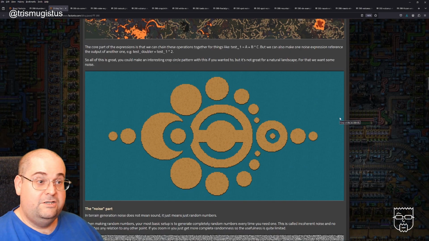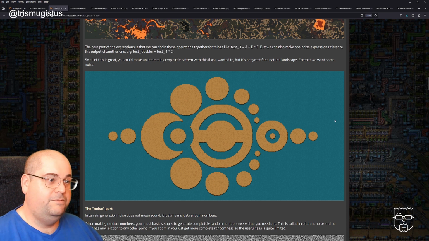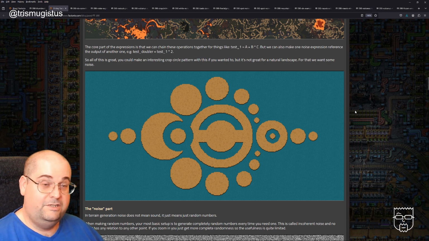Okay, so all of this is great. You could make an interesting crop circle pattern with this if you wanted to, but it's not great for a natural landscape. For that, we wanted some noise.